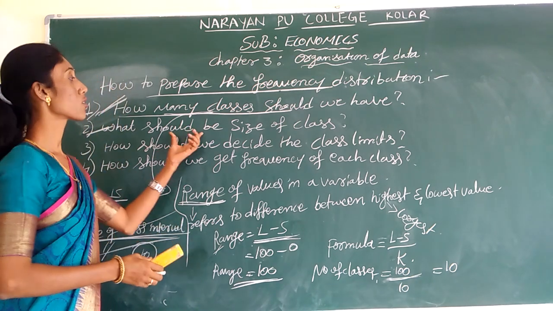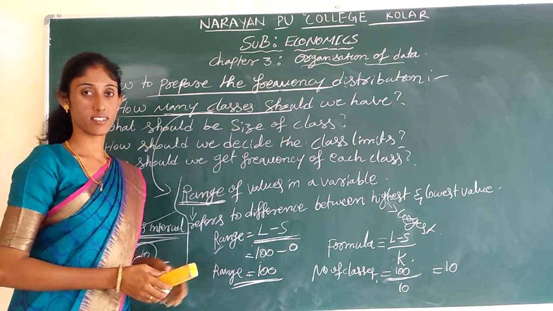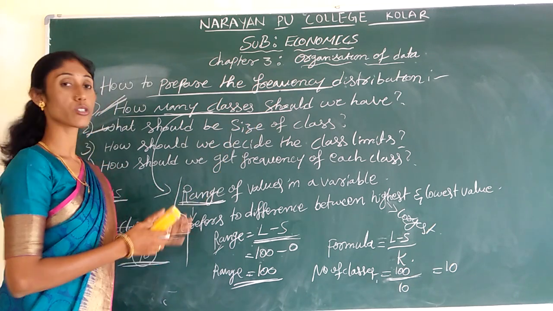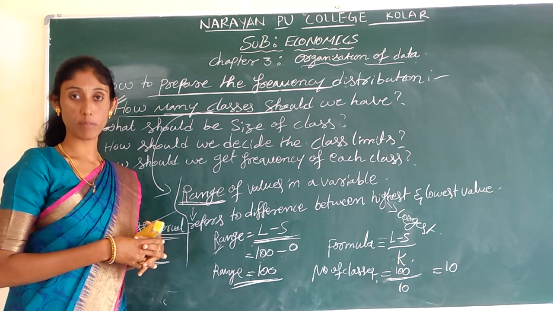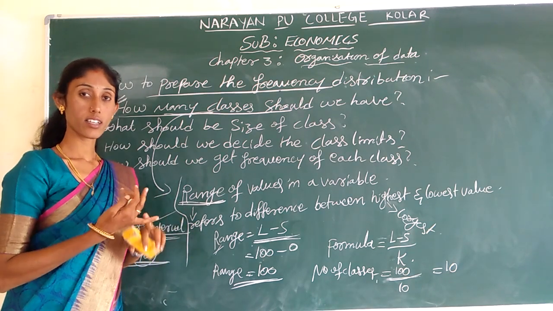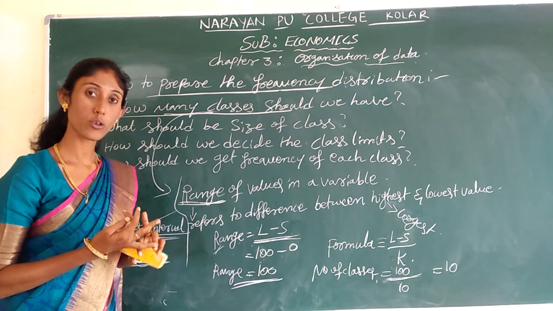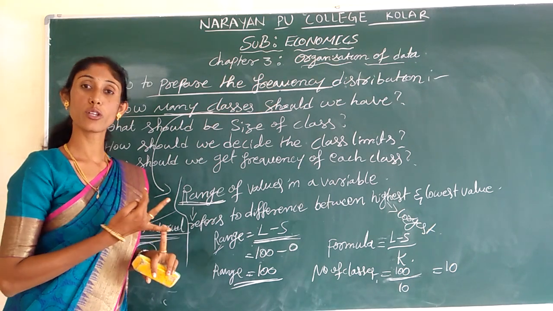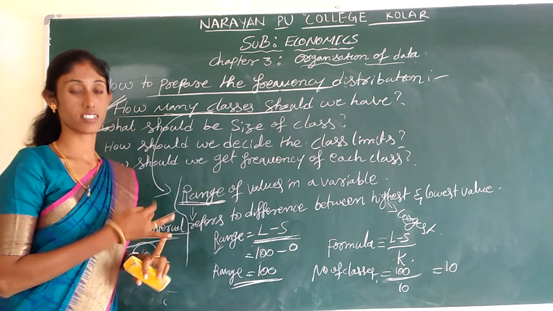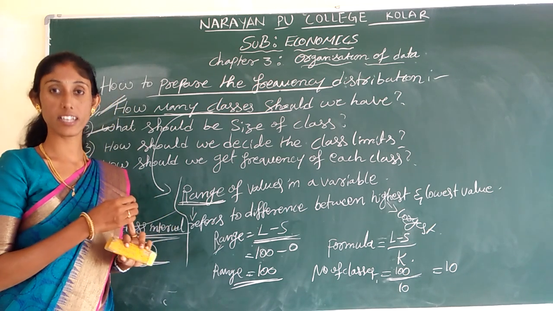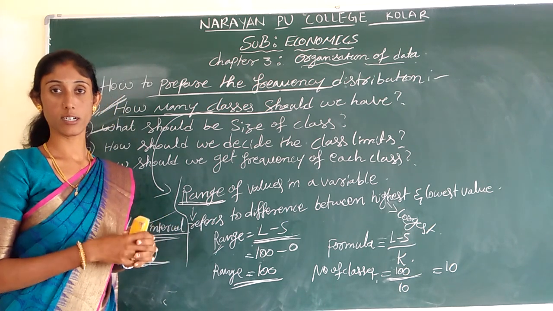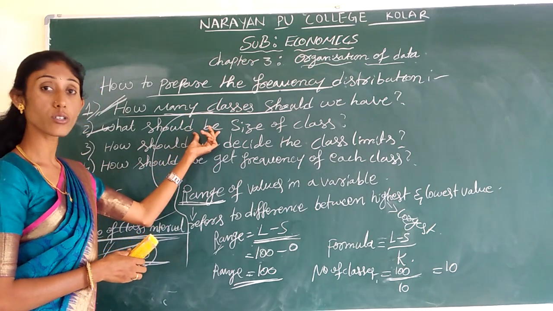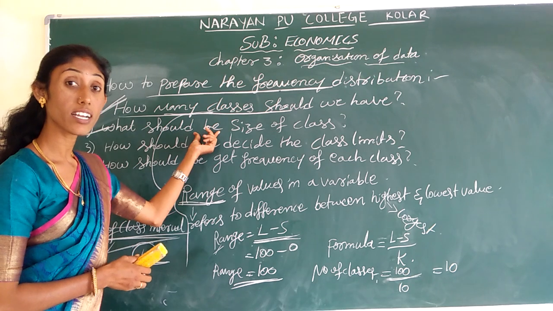Okay, here to decide the size of class, in the same way as in the first question and the second question, there is always an interlink between these two. To decide the number of classes, firstly we need to know the size of a class. To decide the size of a class, we need to know the number of classes. These two questions are interlinked with each other. And when we decide the number of classes, it is easy to decide the size of a class.